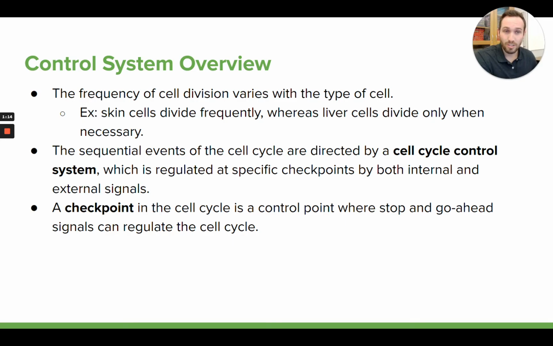And so this control system that is regulating the cell cycle basically is centered around these checkpoints that are embedded at different points in the cell cycle. A checkpoint is basically a moment in the cell cycle where the cell is going to pause and not continue moving on to the next part of the cell cycle until it verifies and makes sure that there are certain things happening within the cell. And then ultimately there are going to be signals from inside and outside the cell that tell the cell, yeah, you're actually good to go. Go ahead and move on to the next part of the cell cycle.